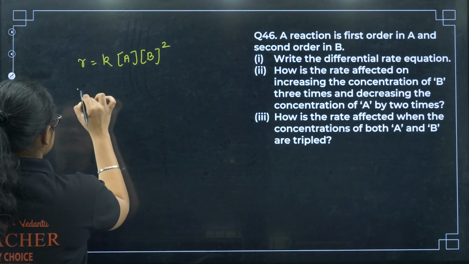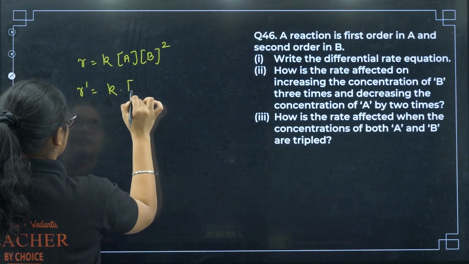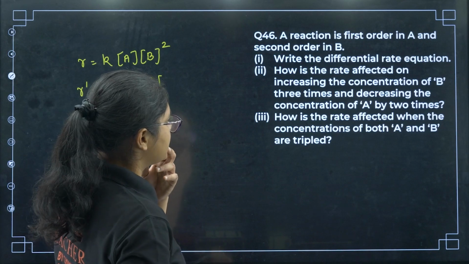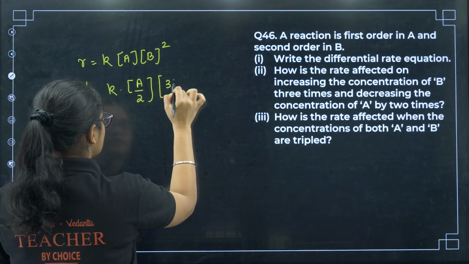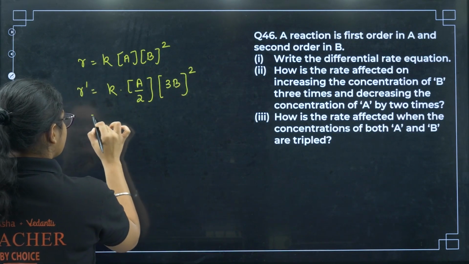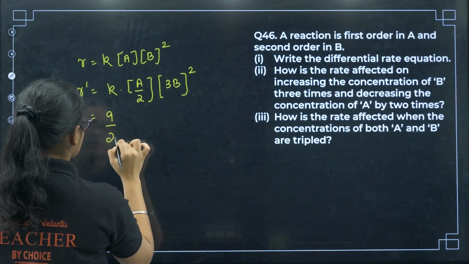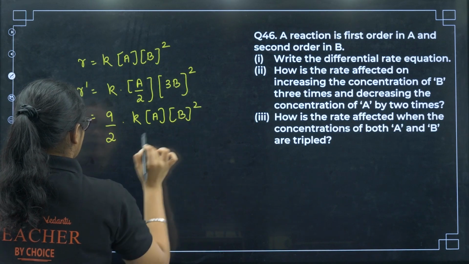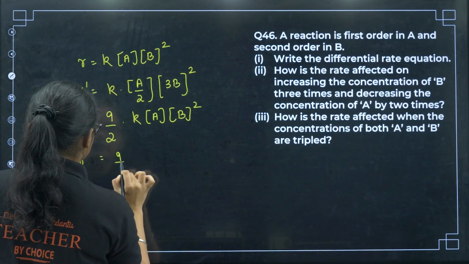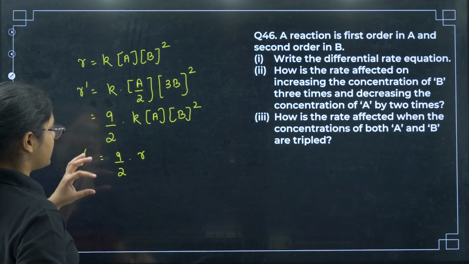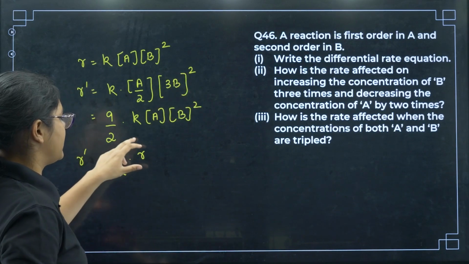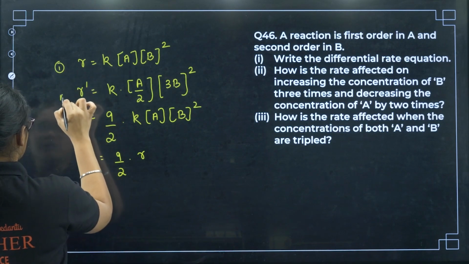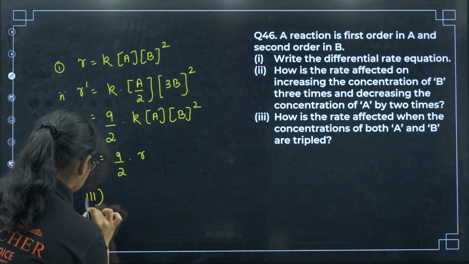2 times? So let us do it like this: R dash is equal to K into, you have decreased the concentration of A by 2 times and increased the concentration of B by 3 times, okay. So I can write it like this, 9 by 2 into K into A into B square. So I can write R dash is equal to 9 by 2 into R. So I can say that whenever you do this, the rate of the reaction will increase by 9 by 2 times. This is your first one, second one, and here I am doing the third one now.